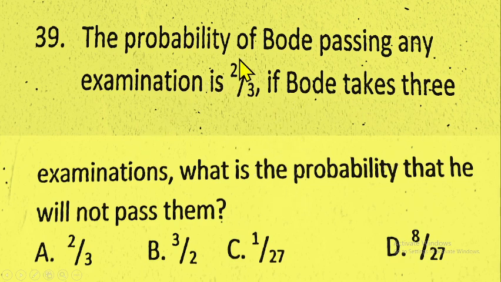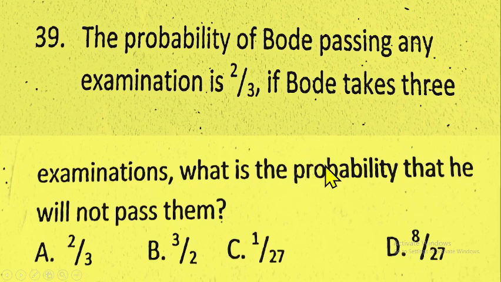So what you can do is find the probability that he will not pass once. That would be 1 minus the probability that he will pass, that would be 1 minus 2 over 3, that will give us 1 over 3. Then if he takes 3 examinations, what is the probability that he will not pass all of them?